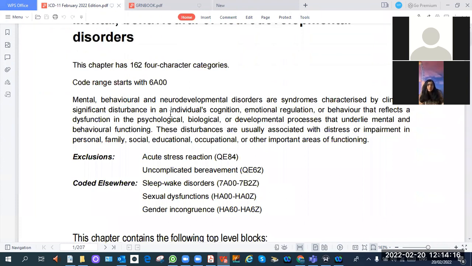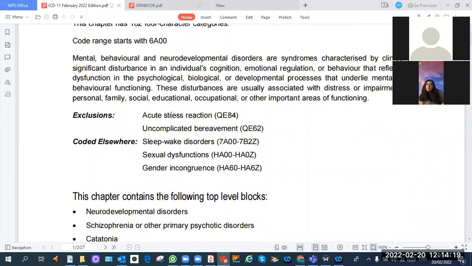So what they say is exclusions. Acute stress reaction is no more a psychiatric disorder. If you have to make it a psychiatric disorder, you have to do something else, but in itself it's not a psychiatric disorder anymore. Similarly, physiological or uncomplicated bereavement is no more a psychiatric disorder. Then again, sleep-wake disorders are no more in it, so all these things are coded elsewhere.